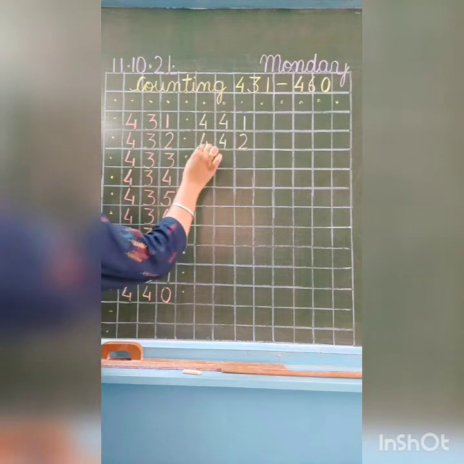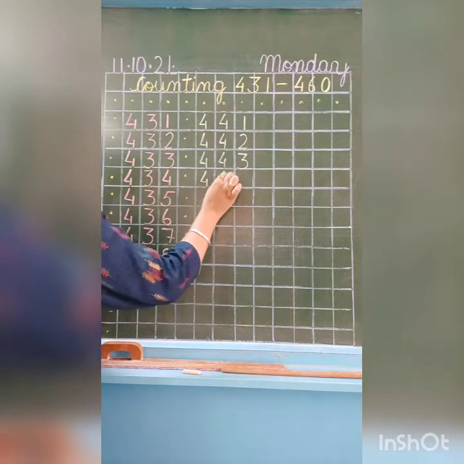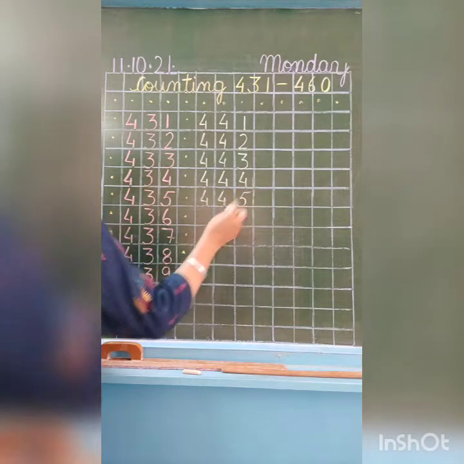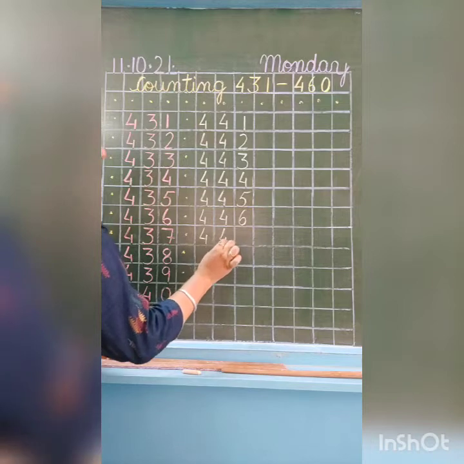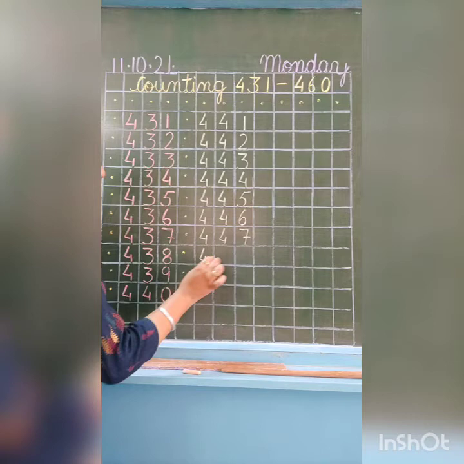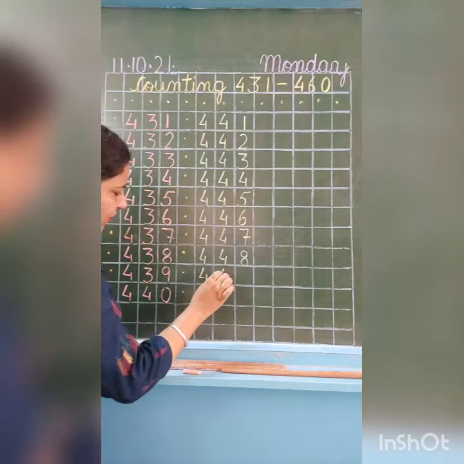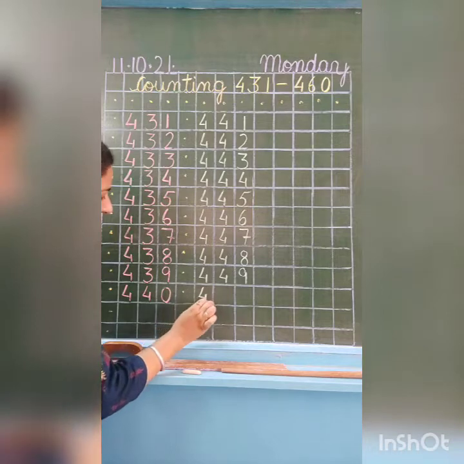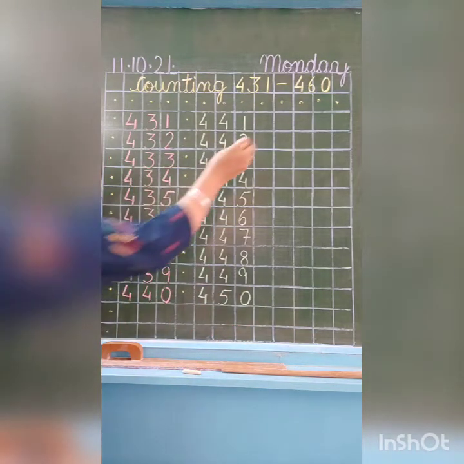442. 443. 444. 445. 446. 447. 448. 449. And what comes after 449? Yes, it's 450. After this, beta, you have to leave one line here.